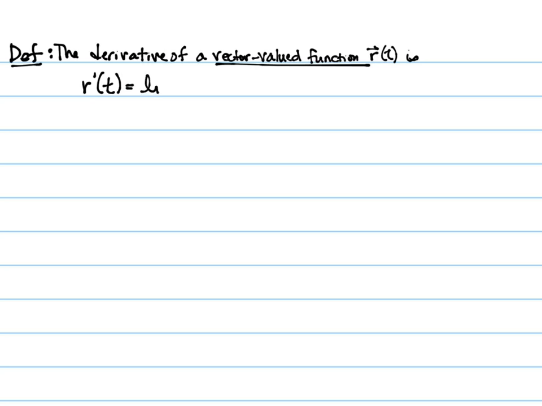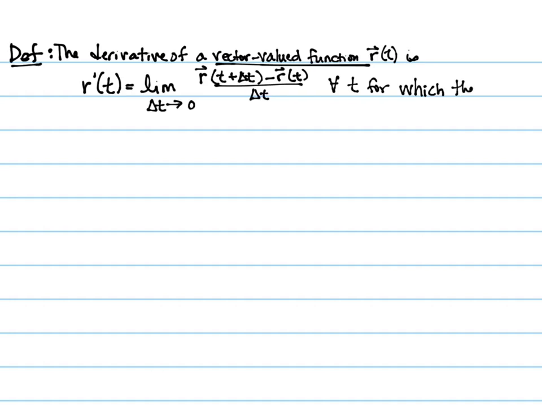The derivative of a vector valued function r of t is r prime of t, which equals the limit as delta t goes to 0 of r of t plus delta t minus r of t over delta t, for all t for which the limit exists.